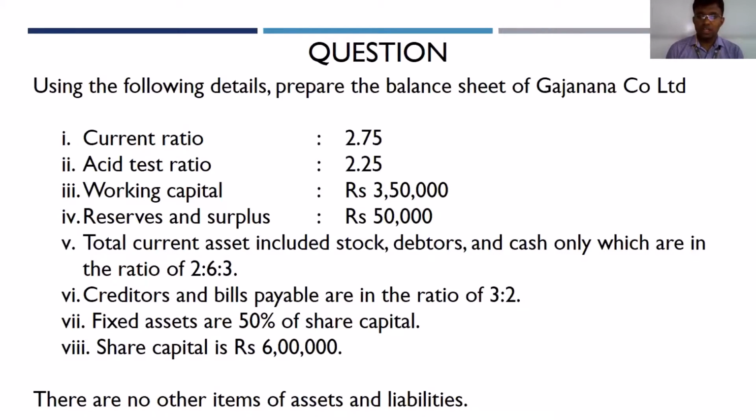And also in the list of details that have been shared with us, if you notice, it's only current ratio and asset test ratio which are actually ratios. All the other details that have been given to us are merely plain information. Now, using this information, we will have to construct the balance sheet.